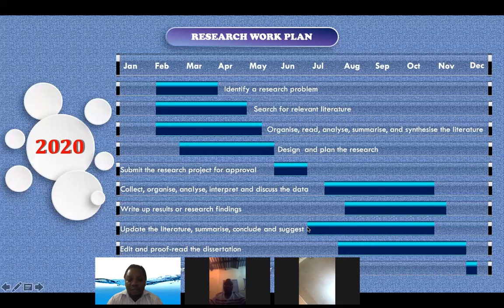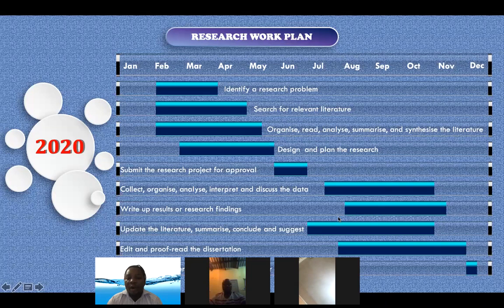updating the literature on their topic. So they were looking for new publications or new researches on their topic and updating their literature. And as they were doing so, they also started collecting, organizing, analyzing, interpreting, and discussing the data, right? Which started in July and continued all the way to November.